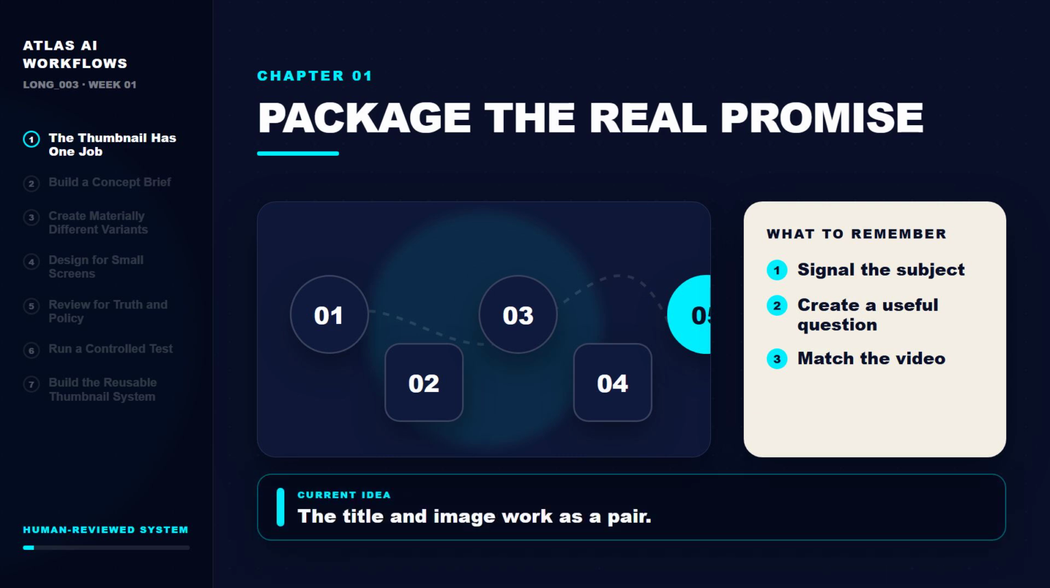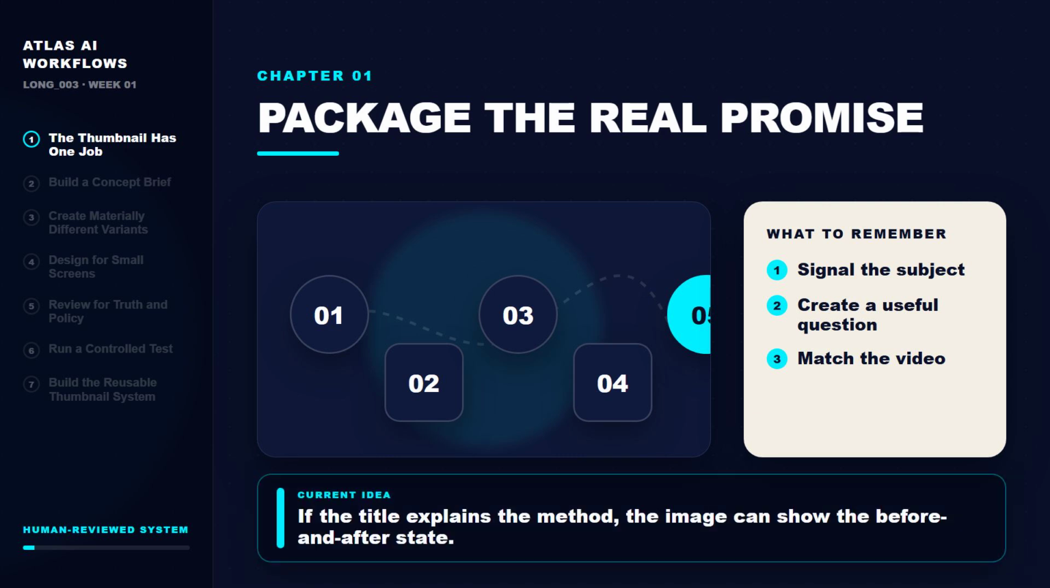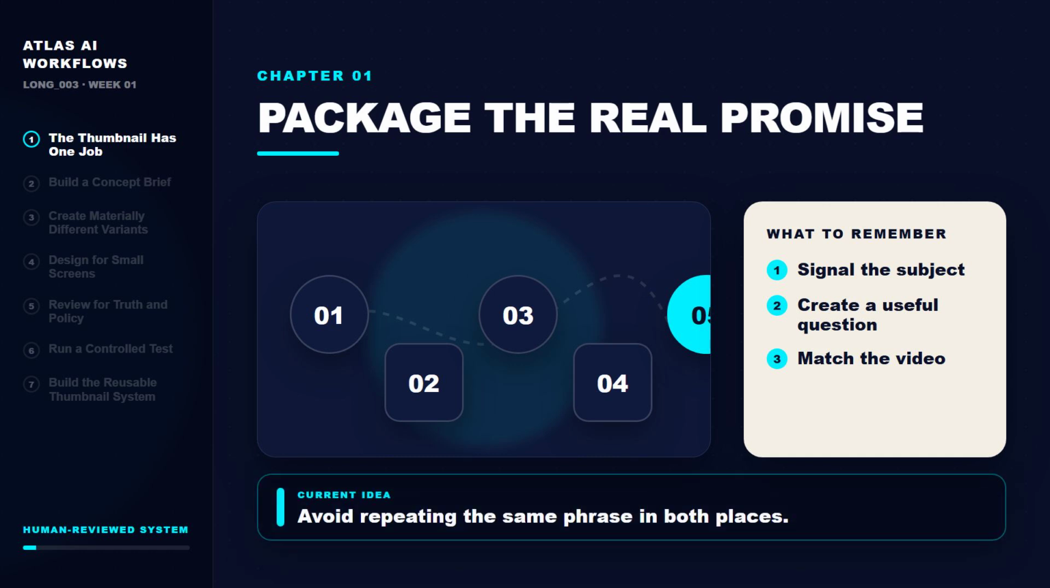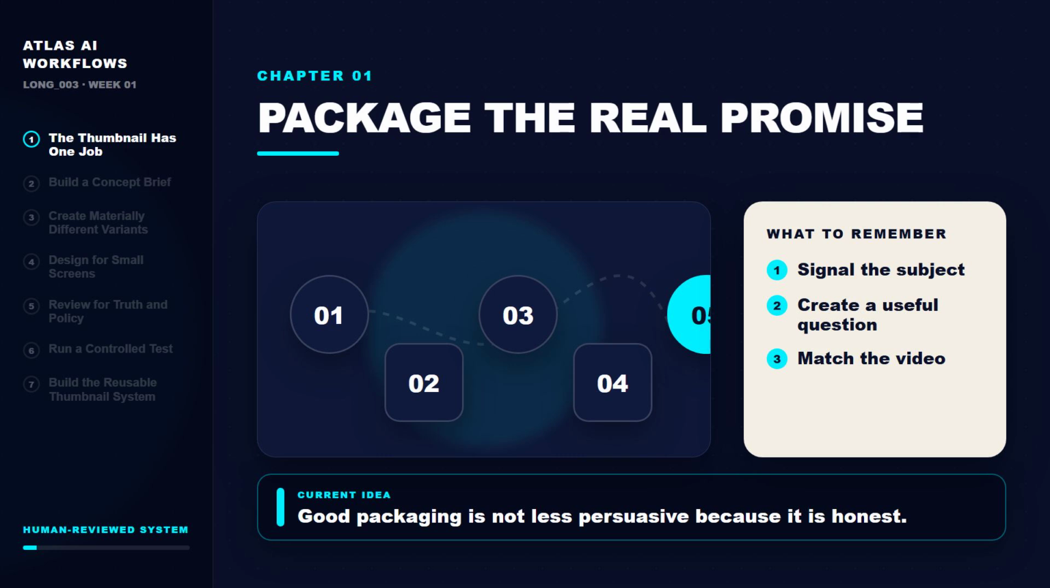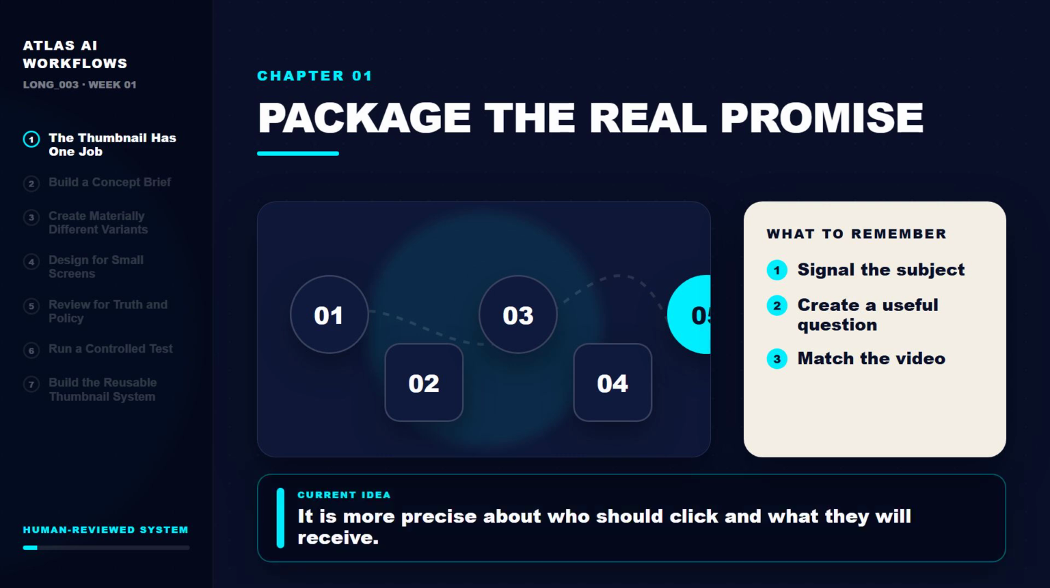The title and image work as a pair. If the title explains the method, the image can show the before and after state. If the title asks a question, the image can show the evidence object. Avoid repeating the same phrase in both places. Good packaging is not less persuasive because it is honest. It is more precise about who should click and what they will receive.